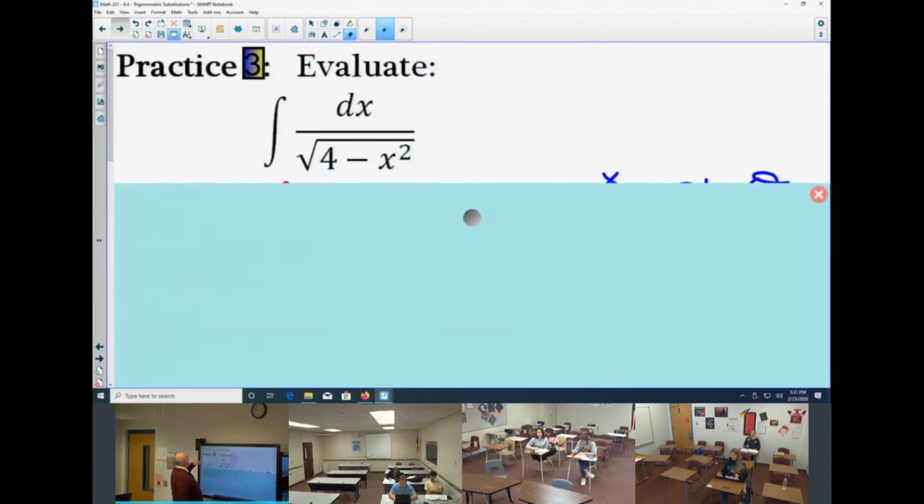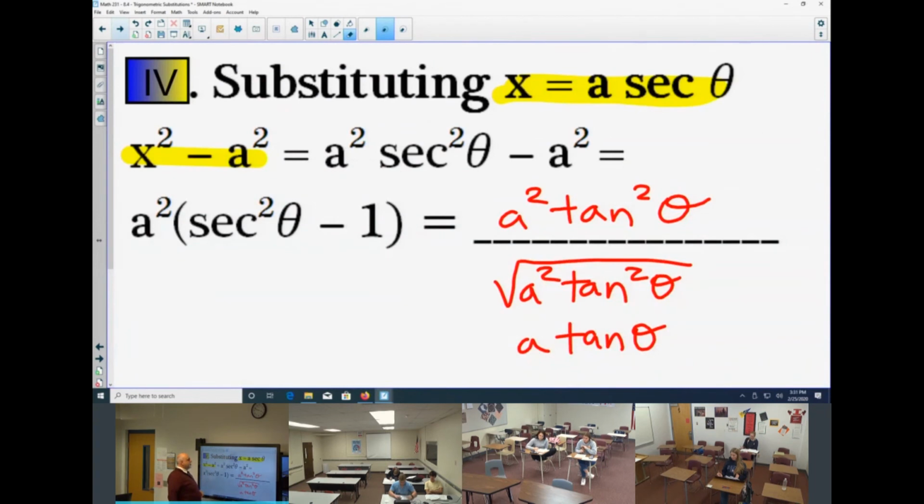So the last one, the third triangle, is when we substitute x equals a secant theta. So this is when you have x squared minus a squared. Then you substitute in a secant theta, so you'll get a squared times secant squared. When you factor out the a squared, you'll have secant squared minus 1, which becomes a squared tangent squared. And so usually when that's underneath the radical, it'll come out to just be a tangent theta.